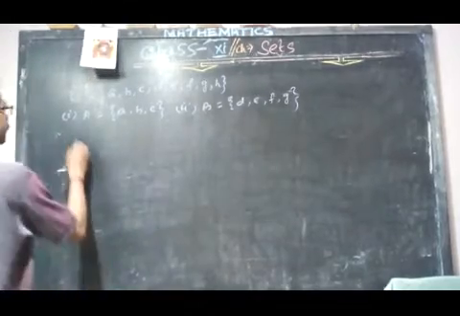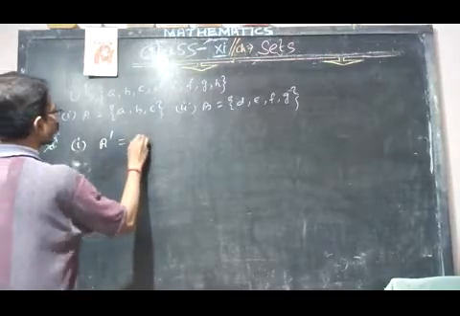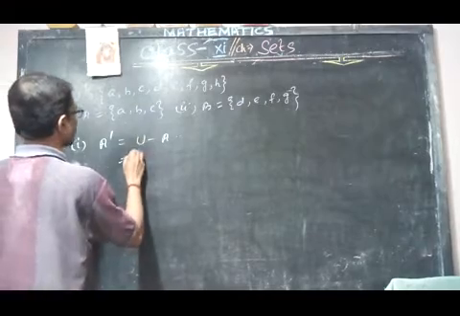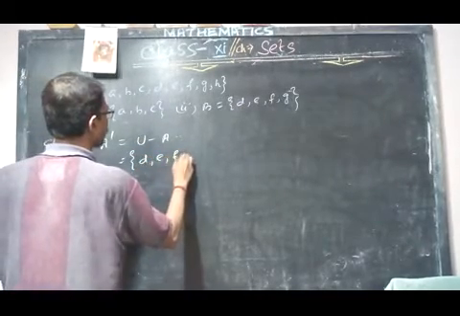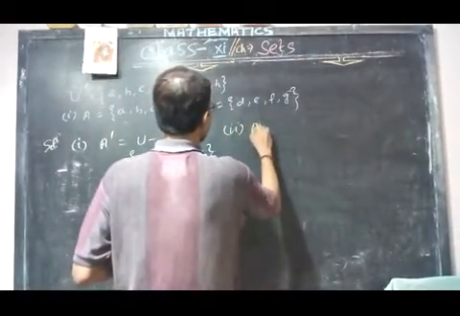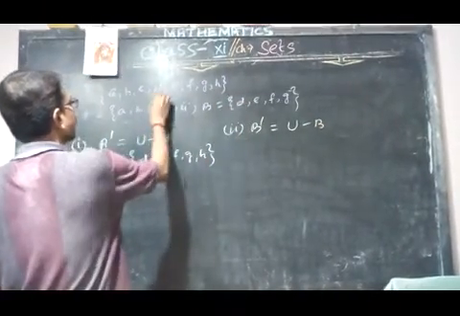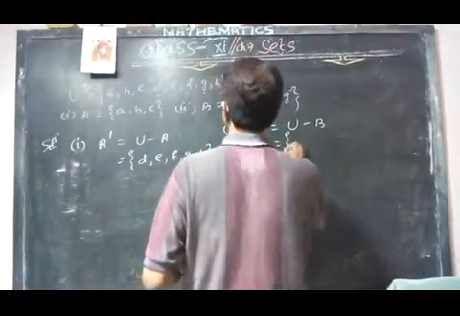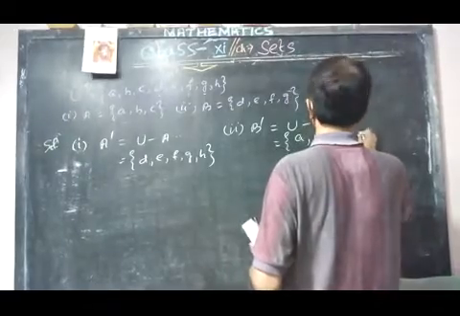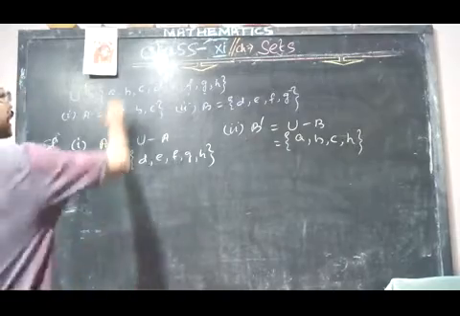Number 1, solution. A complement equals U minus A. That means A, B, C, D, E, F, G, H minus A, B, C, that means D, E, F, G, H. And B complement, number 2, B complement equals U minus B, that means minus D, E, F, G. That is B complement equals A, B, C, H. Okay, it is B complement and it is A complement.